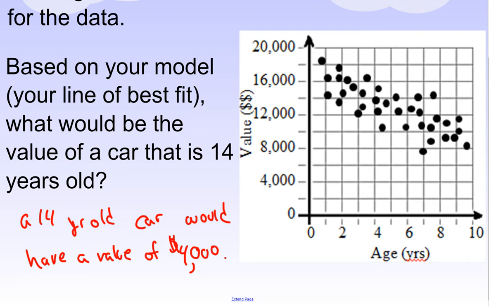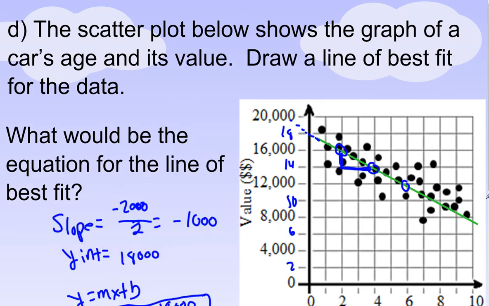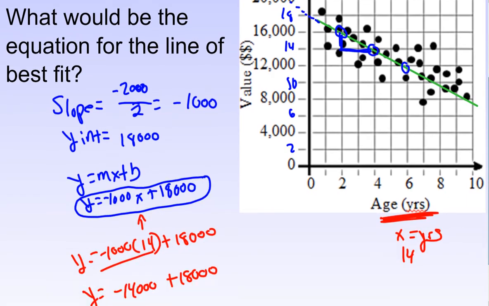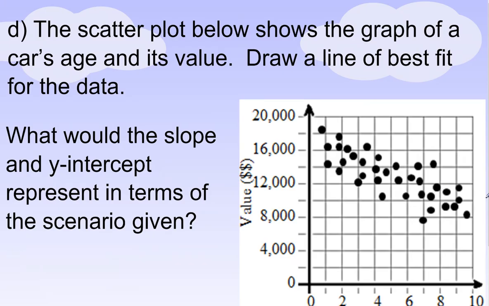This is why that line of best fit can come in very handy, because sometimes you can make a prediction that's not in the graph. We're extrapolating a little bit here. What would the slope and the y-intercept represent in terms of the given scenario? We said the slope is negative 1,000, and we said the y-intercept is 18,000. So what do those mean in terms of the scenario?